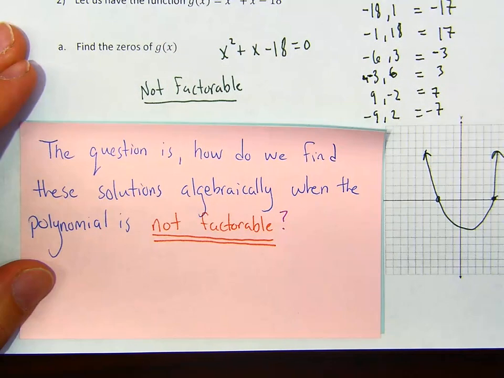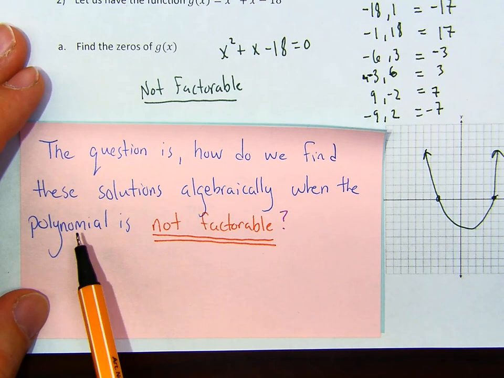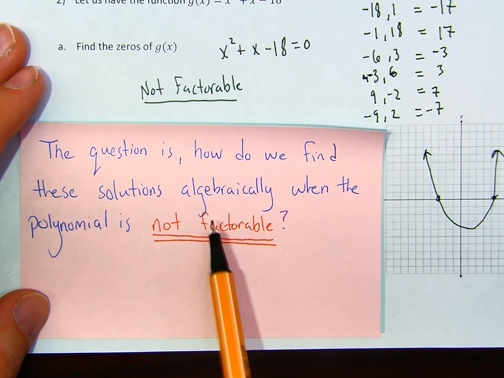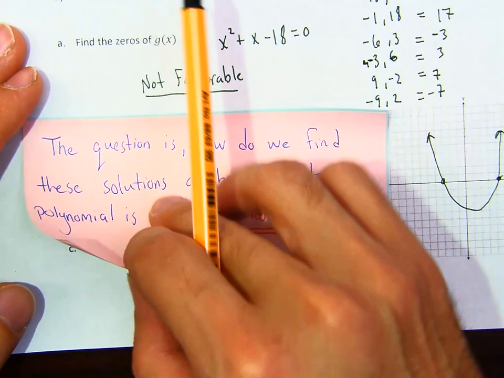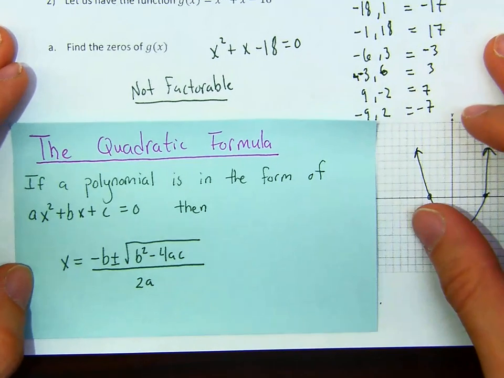So the question we need to ask is, how do we find these solutions algebraically when the polynomial is not factorable? And let's have a drum roll, please. And it is the quadratic formula.